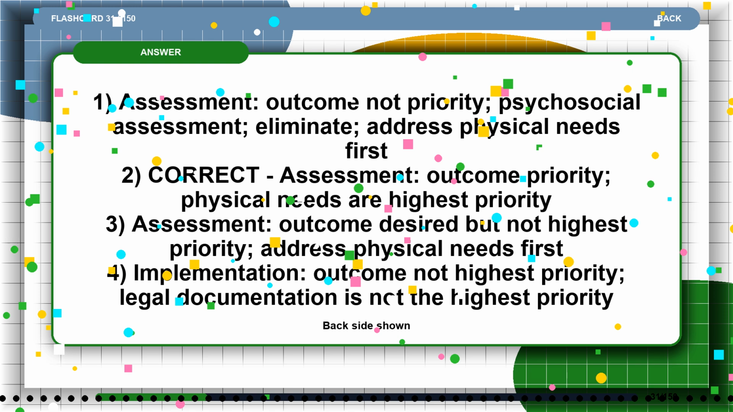3. Assessment. Outcome desired, but not highest priority. Address physical needs first. 4. Implementation. Outcome not highest priority. Legal documentation is not the highest priority.